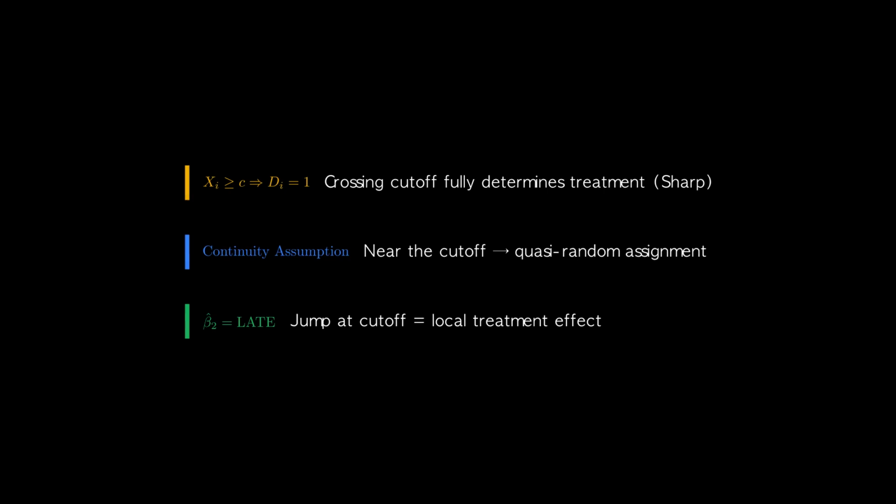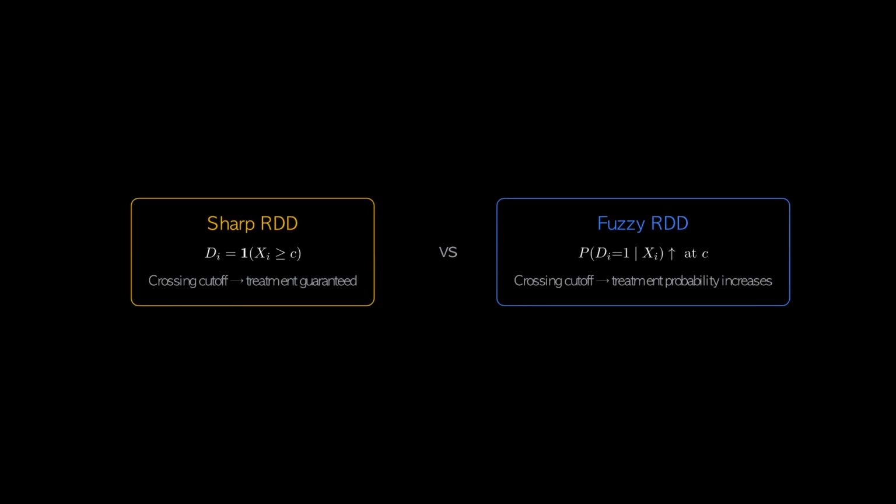When the running variable crosses the cutoff, treatment is fully determined. Under the continuity assumption near the cutoff, we can estimate the local treatment effect. The size of the jump at the cutoff, the estimate of beta 2, is that treatment effect. In reality though, some units above the cutoff may not receive treatment, and some below it may. That's fuzzy RDD. This video focused on sharp RDD. We'll cover fuzzy RDD in the next video.